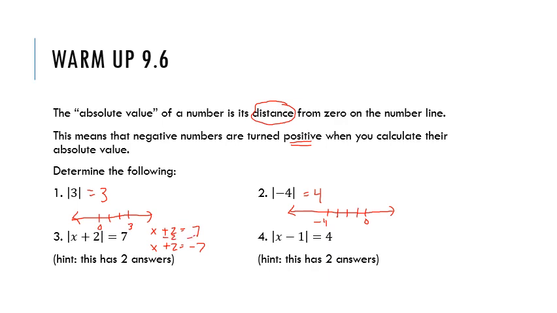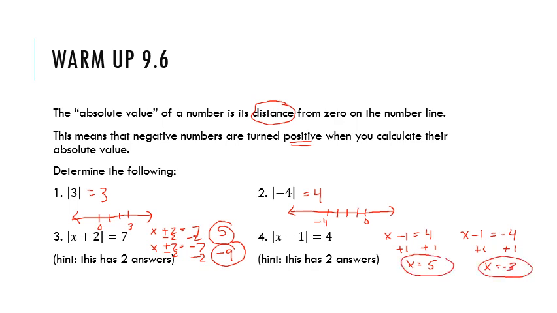So if x plus 2 equals 7, then x is 5. If x plus 2 equals negative 7, then x is negative 9. So 5 or negative 9. Same with this one. This absolute value could equal 4 or it could equal negative 4 because both 4 and negative 4 have an absolute value of 4, right? So add 1 and we get 5. Add 1 and we get negative 3. Okay? So does that make sense?